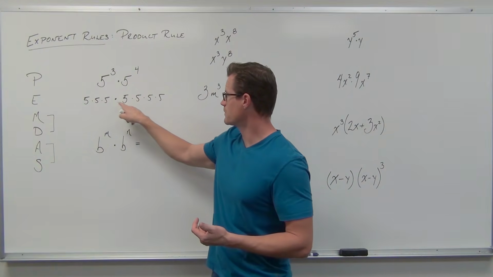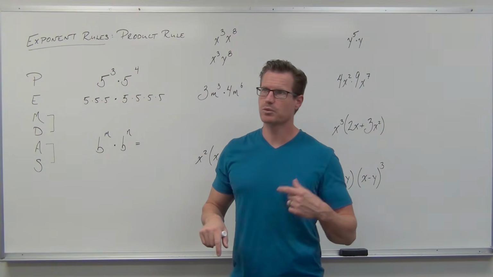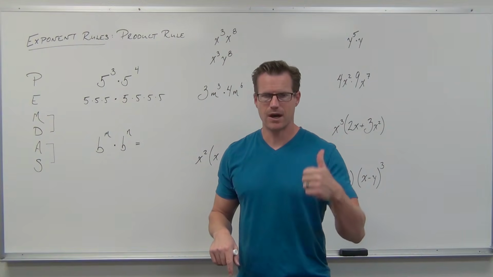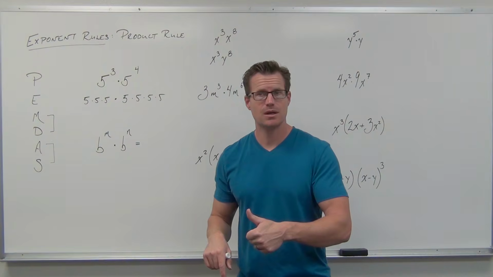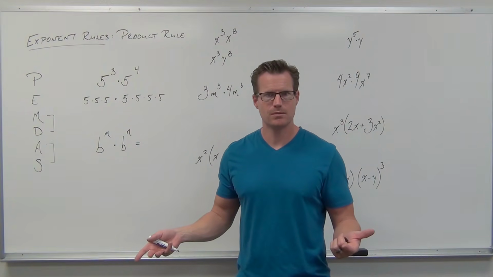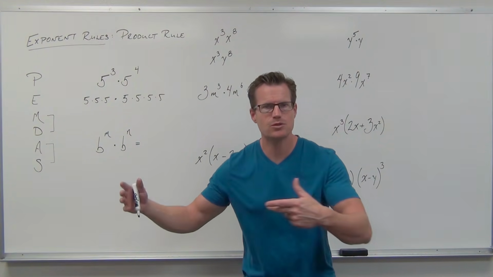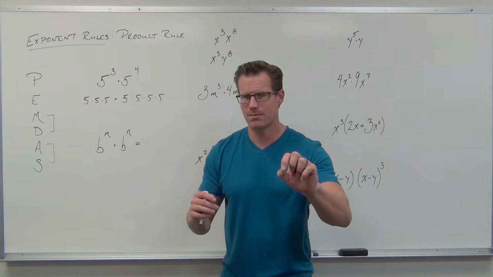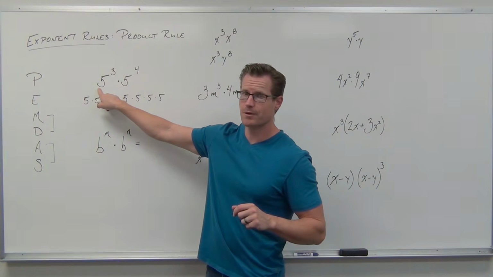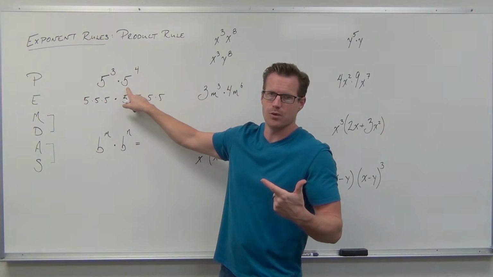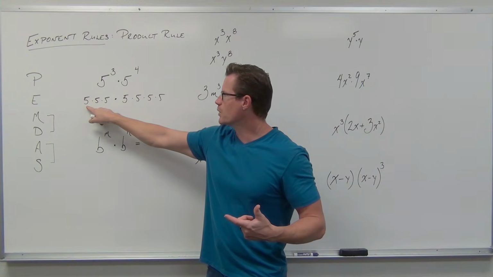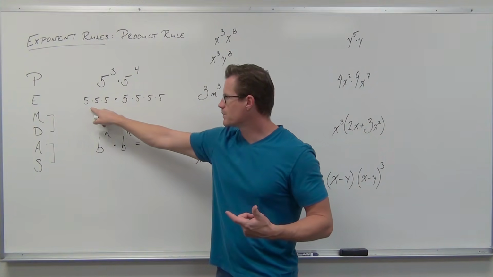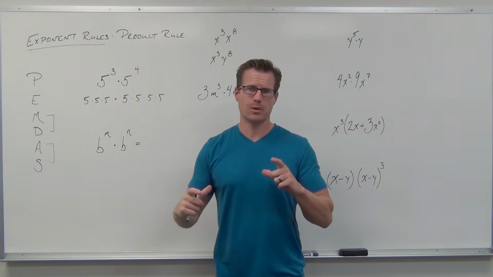Oh, 1, 2, 3, 4, 5, 6, 7. 5 multiplied 7 times by itself. So not 5 times 7, but 5 times 5 times 5, 7 times. Can you write that as an exponent? Well, yeah, that's literally repeated multiplication of the same number. So keep that in mind. What if this were 5 to the third and this were not 5 to the fourth, but like 7 to the fourth? I'd have 5, 5, 5, 7, 7, 7, 7. I wouldn't be able to write that as one exponent any longer.